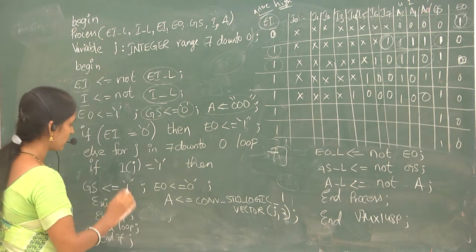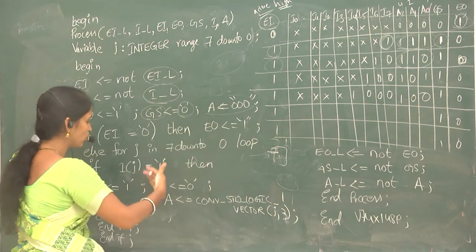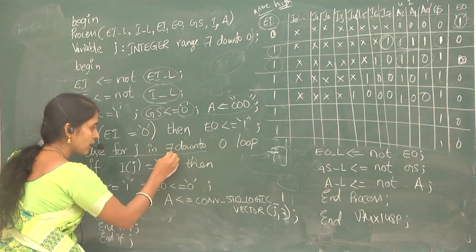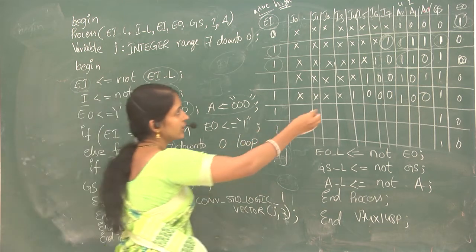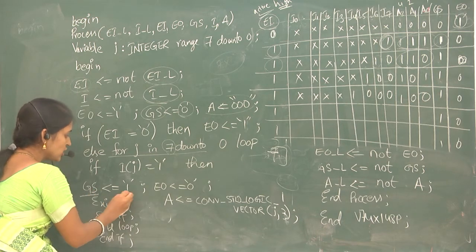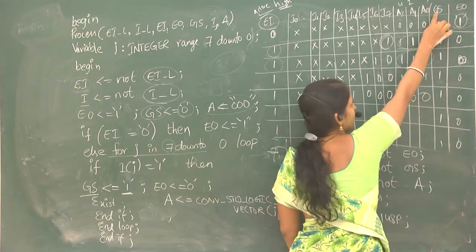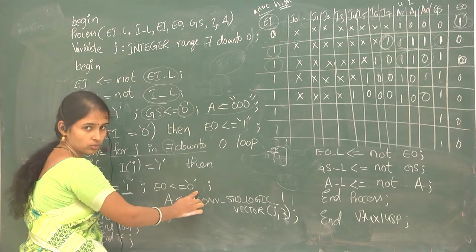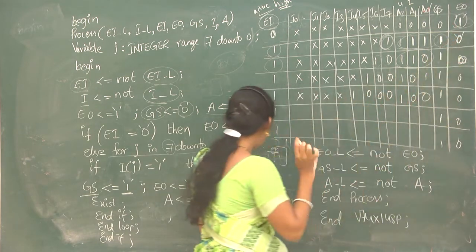I'll be repeating one more time. As J is ranging from 7 down to 0, it is like a for loop, so it takes each value at a time. Like J value will be 7, it checks for I of 7. If I of 7 is equivalent to 1, yes, then it will assign GS value to 1. Yes, I have got some input, so I will be assigning GS value to 1. At the same time, your output enable should be equivalent to 0. You are not using it for cascading purpose, so you are making output enable 0.